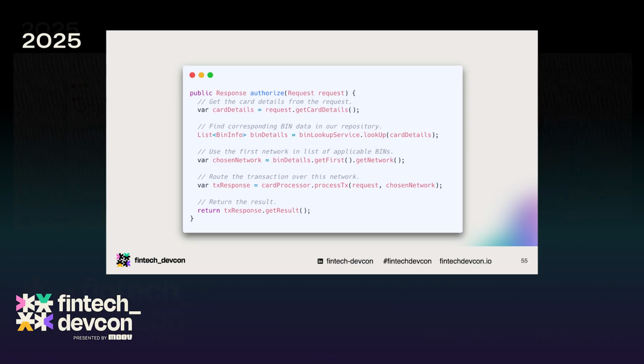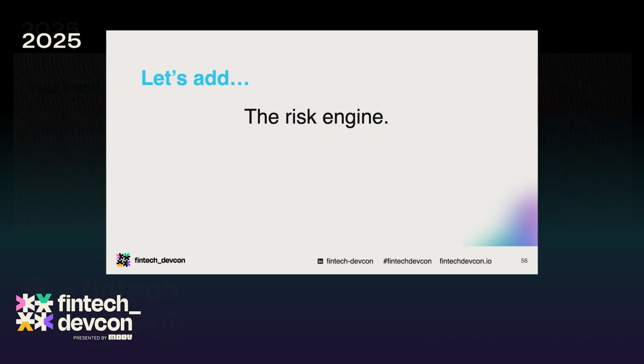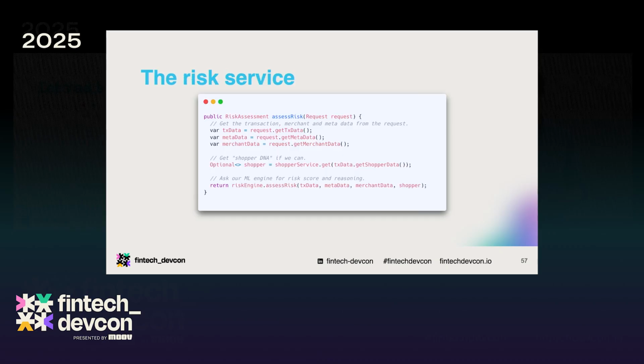This example here, very naively, just picks the first network that we found for that bin, and then we shoot it over to the card processor, and we return what they did. In a nutshell, that's generally what we do when authorizing a payment. Now, of course, this is very simple, so we want to add something, the risk engine.